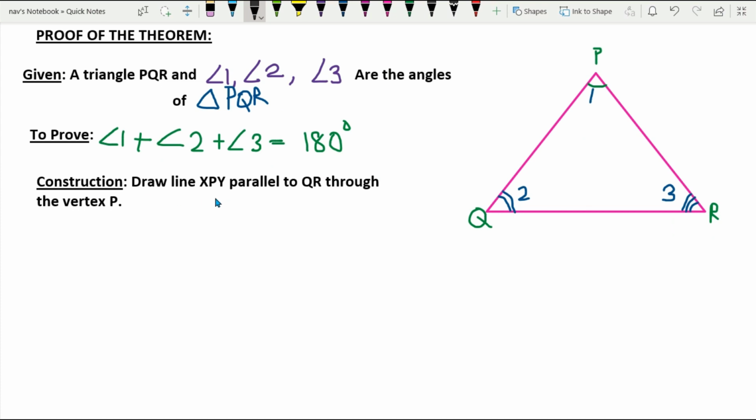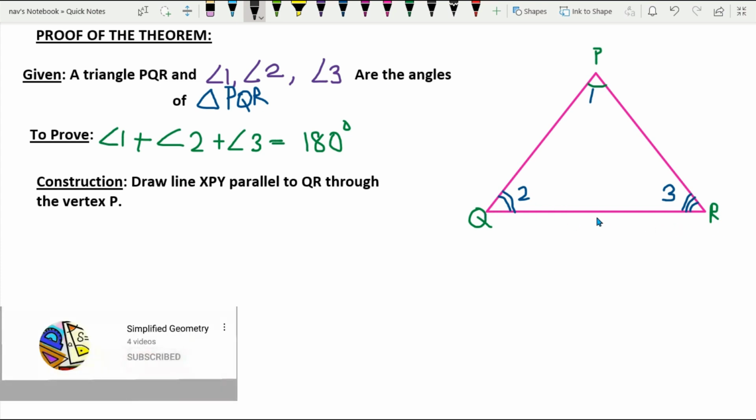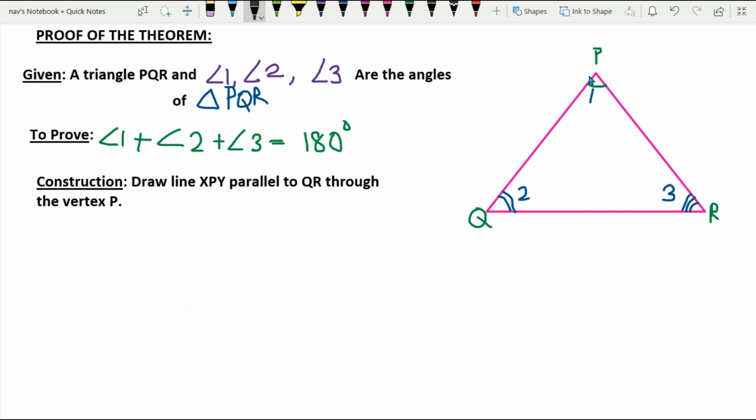We are going to draw a line XPY parallel to QR through the vertex P. So this is the vertex P, right? From this vertex P, we are going to draw a line which is parallel to QR. This is QR. From the point P, we are going to draw a line parallel to this QR here.